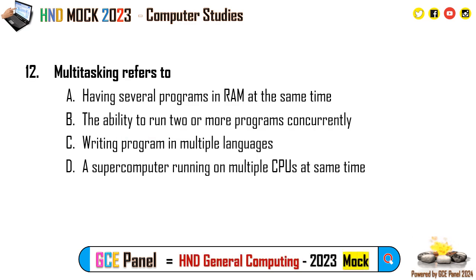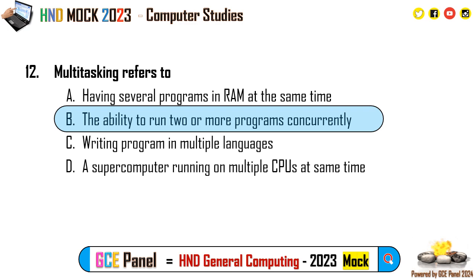Multitasking refers to, so multitasking is the ability to run 2 or more programs concurrently, okay? For example, you're working on Microsoft Word, at the same time you're working on Excel, and maybe you're working on your Mavis Beacon for typing, you're watching a movie, you're playing music. So that's multitasking. You are carrying out many tasks at the same time on the same PC you're working on, okay? So the ability to run 2 or more programs concurrently or simultaneously is multitasking.